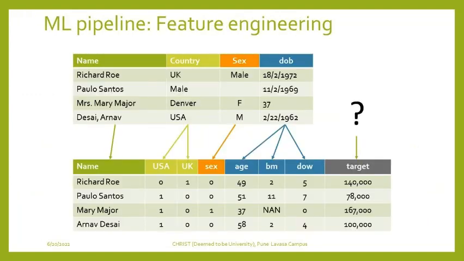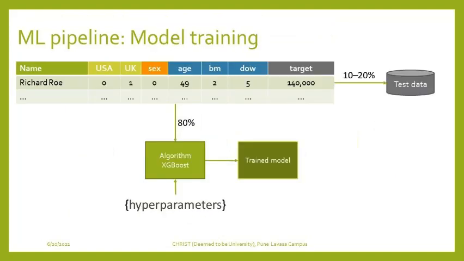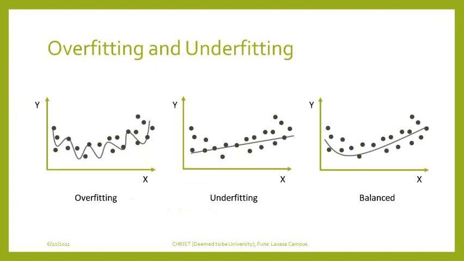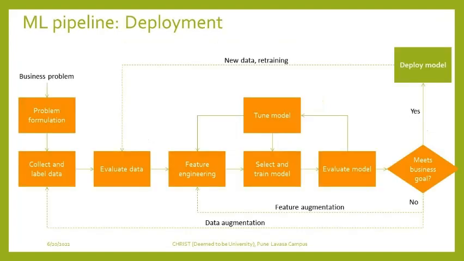Now we come to the ML process. First one is business problem, that is converting the business problem to an ML problem. Second one is problem formulation, that is collecting the labels and giving them to the ML algorithm. Third one is evaluating data, how we evaluate the data and process it in the algorithm. Fourth one is feature engineering, how the data is being amalgamated and decisions are being made by the algorithm. Fifth one is selecting and training the model.